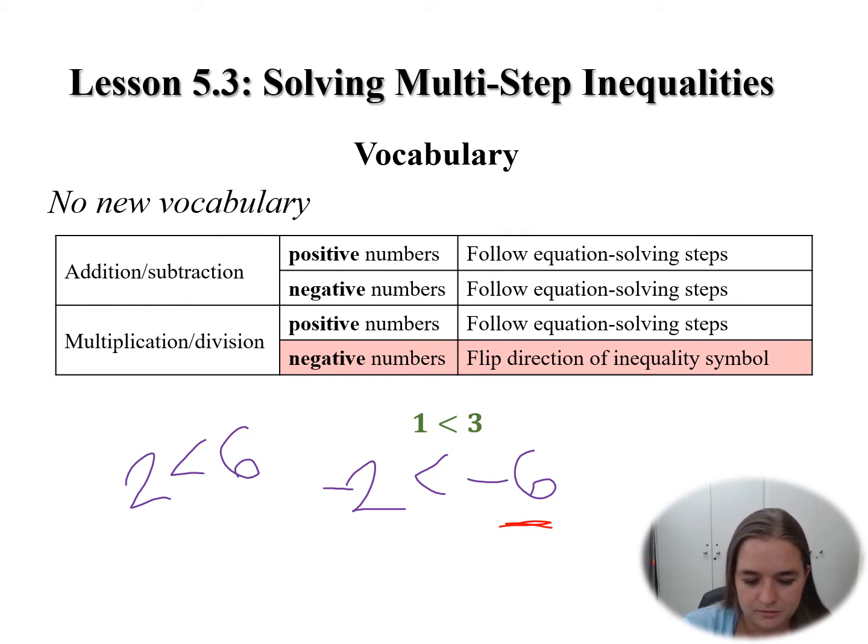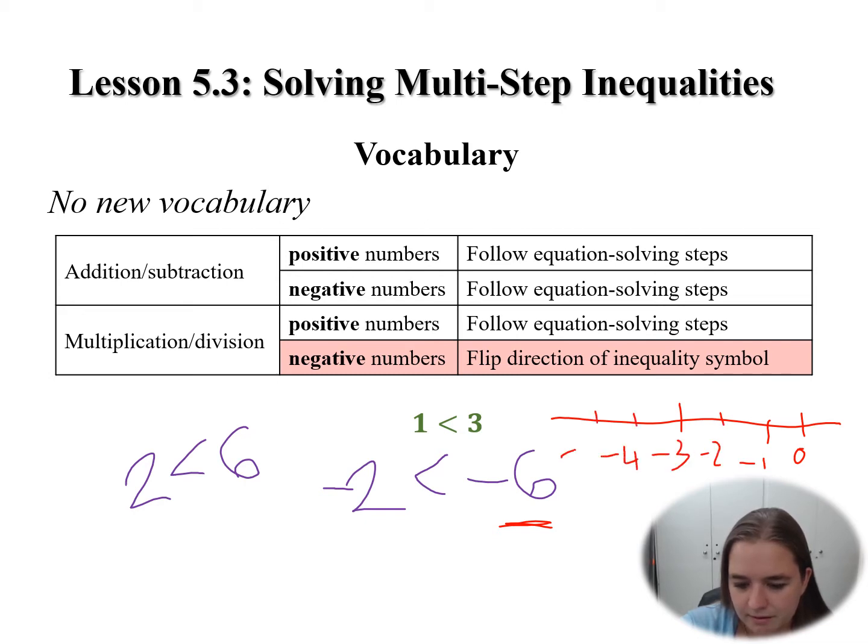And that's not true. If I'm thinking about my number line here, I have 0, negative 1, negative 2, negative 3, negative 4, negative 5, negative 6. Well, negative 6 is sitting right here, and negative 2 is here. The absolute value is greater, but the actual value here, negative 6, is less than negative 2. So my symbol is the opposite direction.